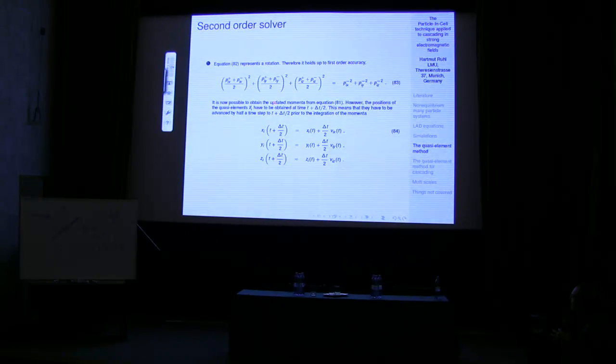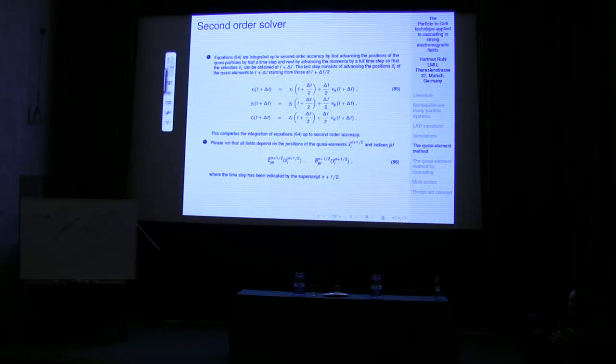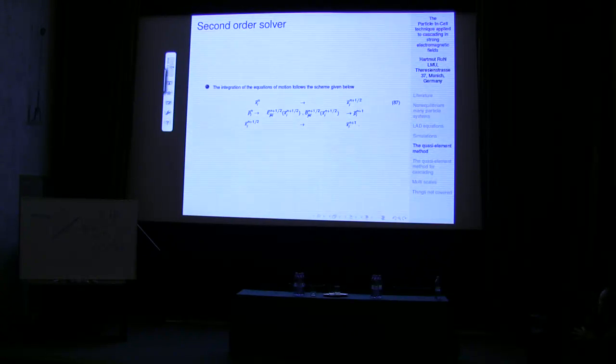And with the help of the new momenta, the second half integration step for the position is done. That would be this one. You see here, you have the updated velocities already, so prior to this one, there has to be the momentum update. And with this step, the cycle is complete. Here's a schematic picture of how that works. First we go from x^n to x^(n+1/2). Then with the help of those positions and the fields, we can update the momenta from p^n to p^(n+1). And then with the new momenta, we can finally update x^(n+1/2) up to x^(n+1). That completes the cycle.